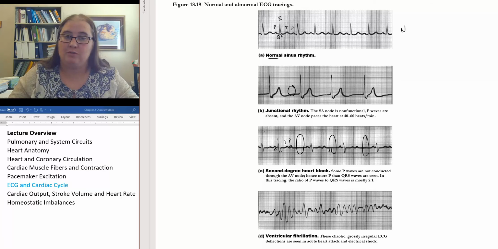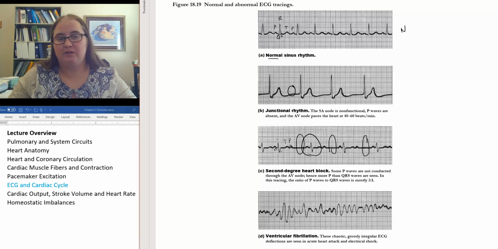That's the only way to get to the ventricles, through that AV node. So this would be a partial heart block. They call it a second-degree heart block because we are getting some electrical events down through the ventricles, but not with every AV or SA node depolarization event.